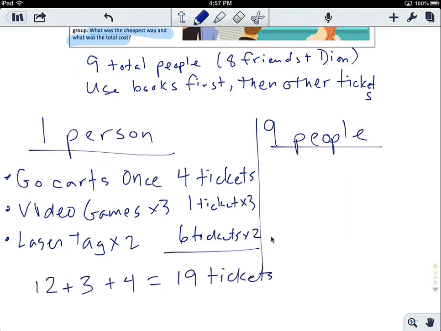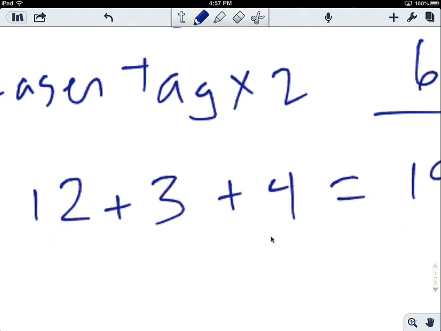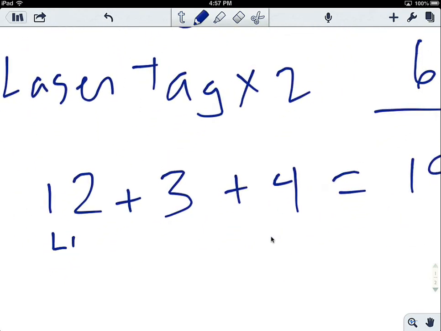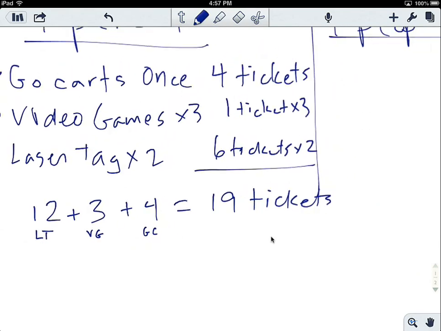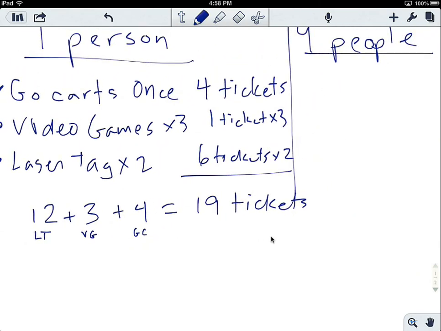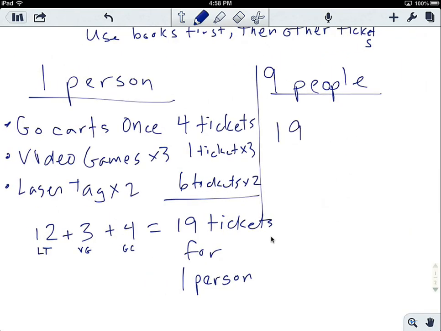And I'm going to make a couple of little notations here just to make sure I keep things straight in my head. So this was the laser tag, LT, this is the video games, and then this was the go-karts, with a C. Definitely. Okay, so if it costs 19 tickets for one person, for 9 people, that should be times 9. And let me compute this really fast in my head. 19 times 9 is 171, which I lied. I used a calculator, which you could have done too. So 171 tickets total.